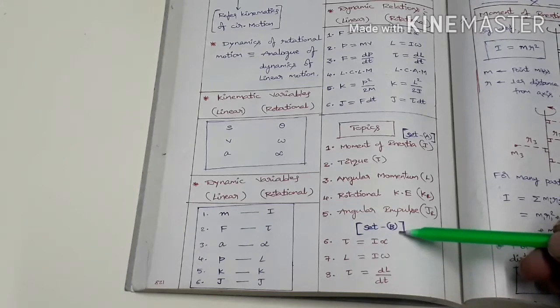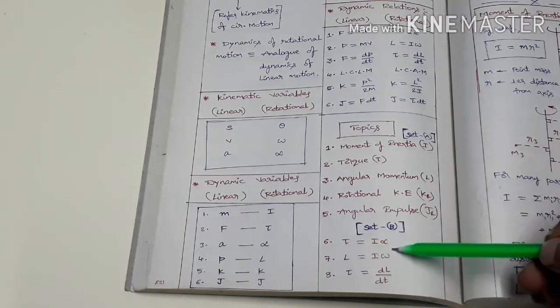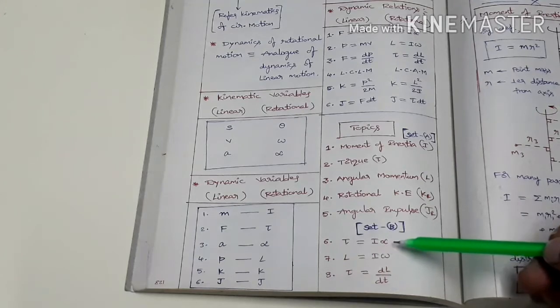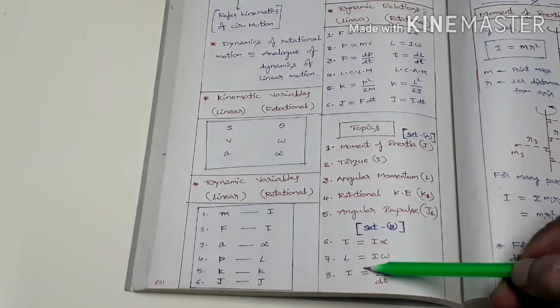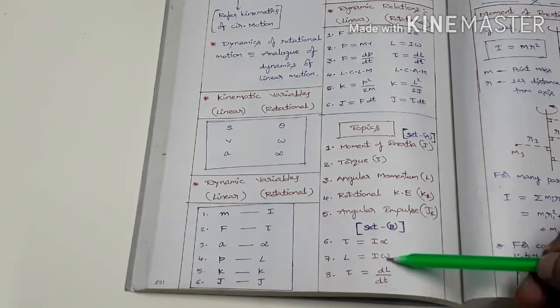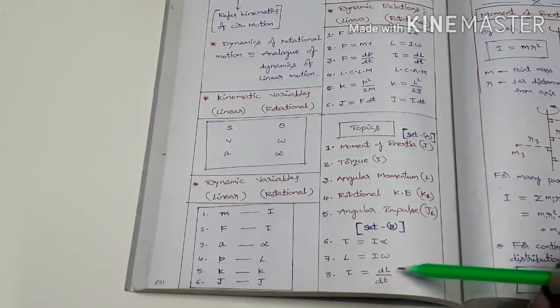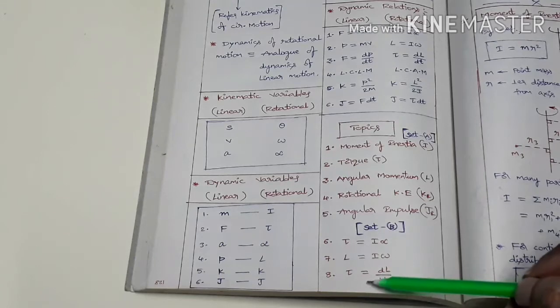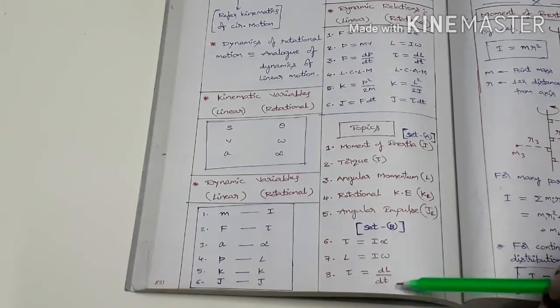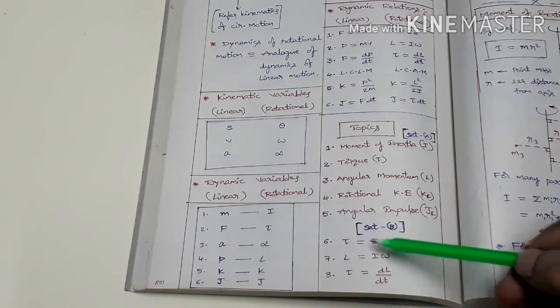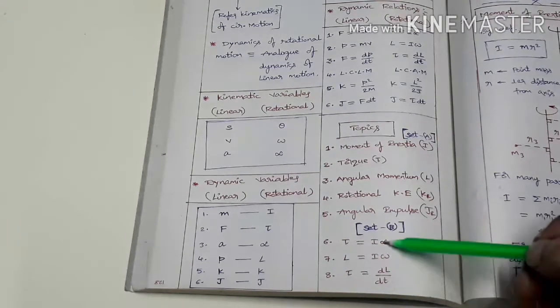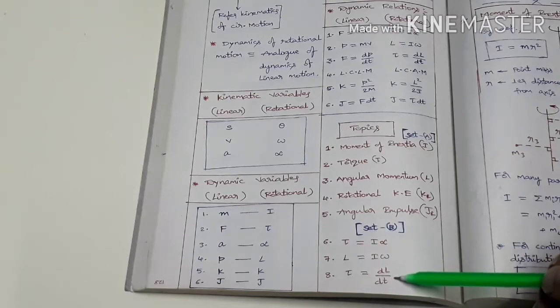Set B consists of relations here. Tau equal to I alpha, just like F equal to ma, that is Newton's second law. L equal to I omega, the rotational analog of P equal to mv. And tau equal to dL by dt, the rotational analog of F equal to dp by dt, that is also Newton's second law. The sixth and eighth ones are the rotational analogues of Newton's second law: F equal to ma, and F equal to dp by dt.